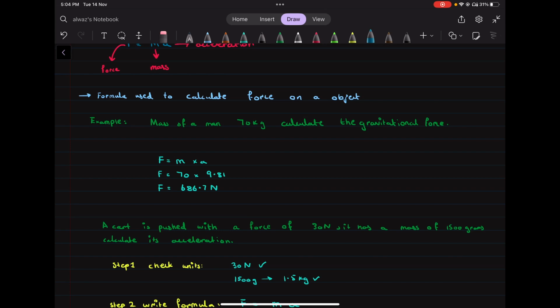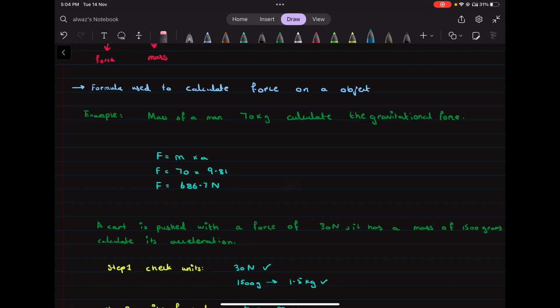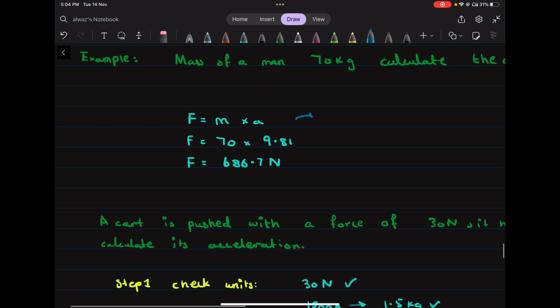Okay, so in this example, they're asking us to calculate the force on a man with the weight 70 kilograms. So we've got our formula here. We know that the mass of the man is 70, and we also know that the acceleration due to gravity on anything is 9.81 meters per second squared. So we just put these values in our formula, and we get that the weight of the man is 686.7 newtons, or we can write it as 690 newtons.